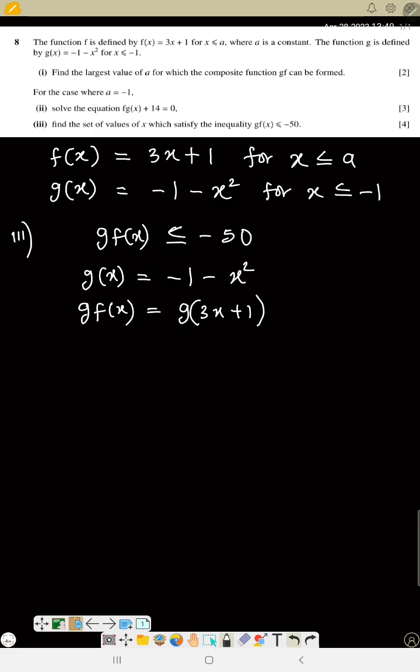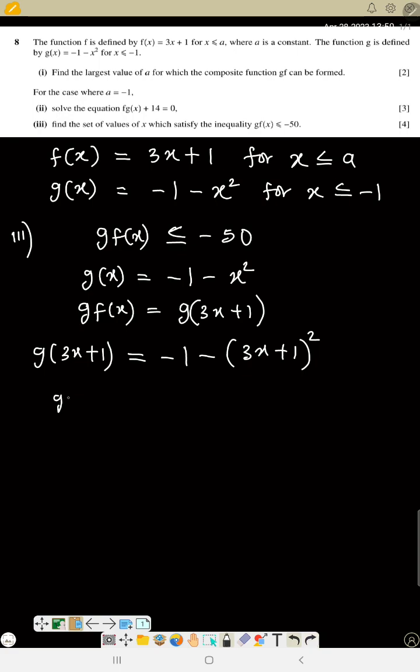Meaning anywhere you see x in G of s, you represent it with 3s plus 1. So G of 3s plus 1 is equal to, because G of s is this, minus 1 minus 3s plus 1 squared. Anywhere I see s, I'll put 3s plus 1. So now expand the brackets.